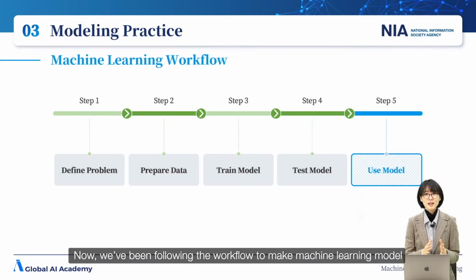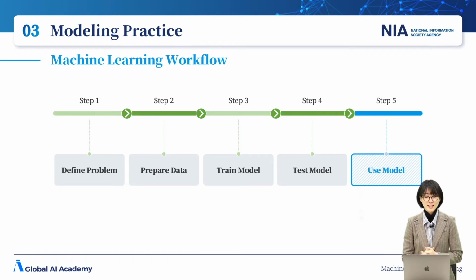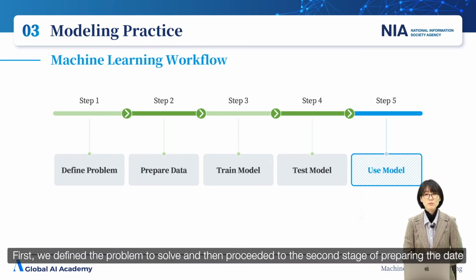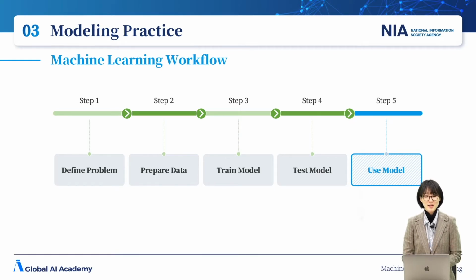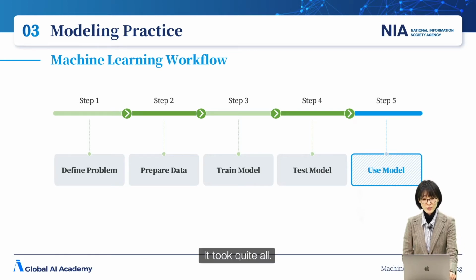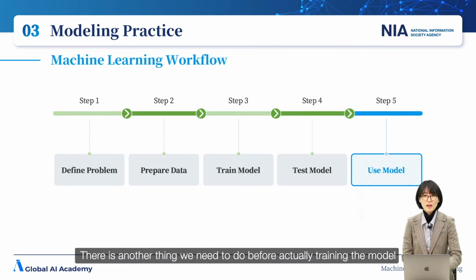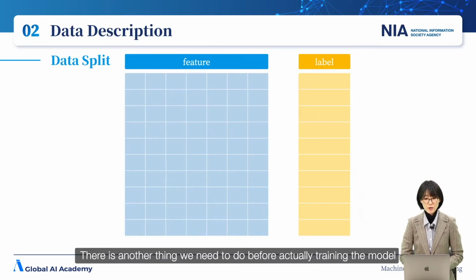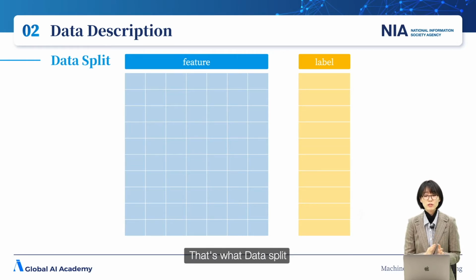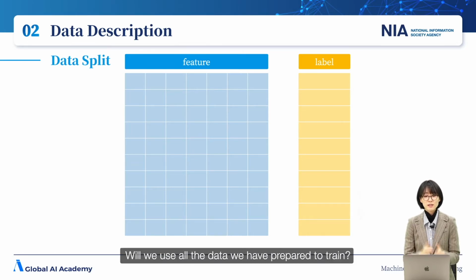Now, we've been following the workflow to make a machine learning model. First, we defined the problem to solve and then proceeded to the second stage of preparing the data. It took quite a while. Now there is a part to train the model. There is another thing we need to do before actually training the model. That's the data split.